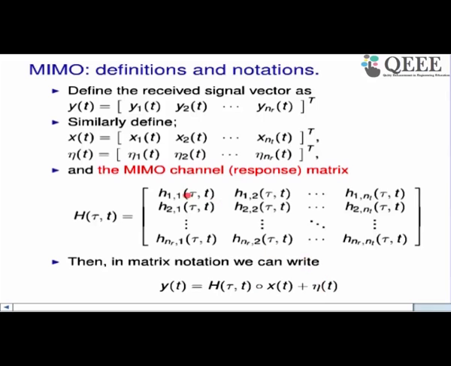So what this means is x1(t) convolved with h11(t) plus h12(t) convolved with x2(t), and so on and so forth. So this is a more compact representation of the received signal. y(t) now is a vector, H(t, tau) is a matrix. It is called the channel response matrix or the MIMO channel matrix.